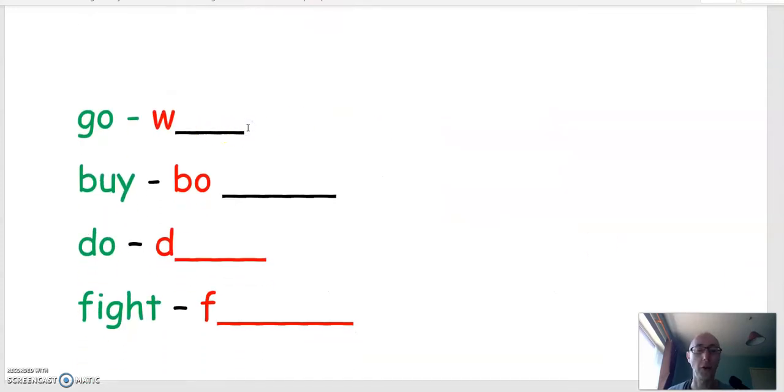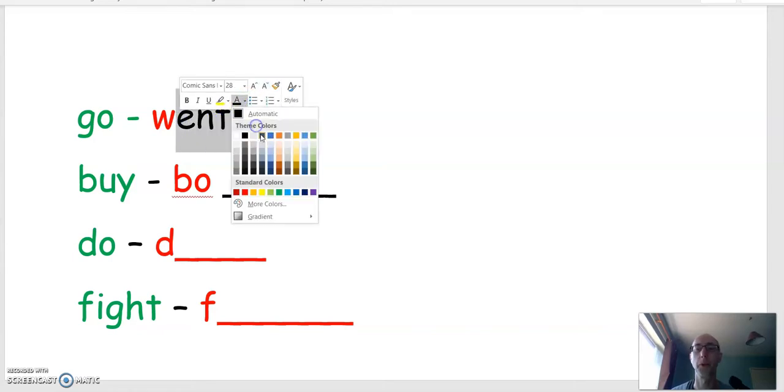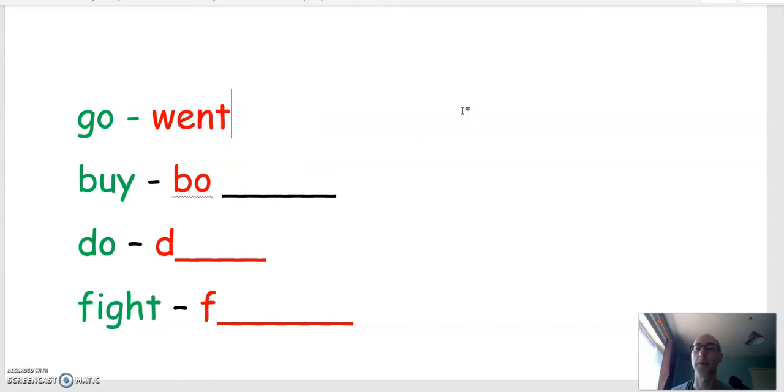Let's see if you can remember. Go. What's the past of go? Every day I go. Yesterday I, with a W. Went. We put it in red. Went. Buy. How do we finish buy? Every day I buy. Yesterday I... Yes, it's one of these ought words. Every day I do my homework. Yesterday I did my homework.